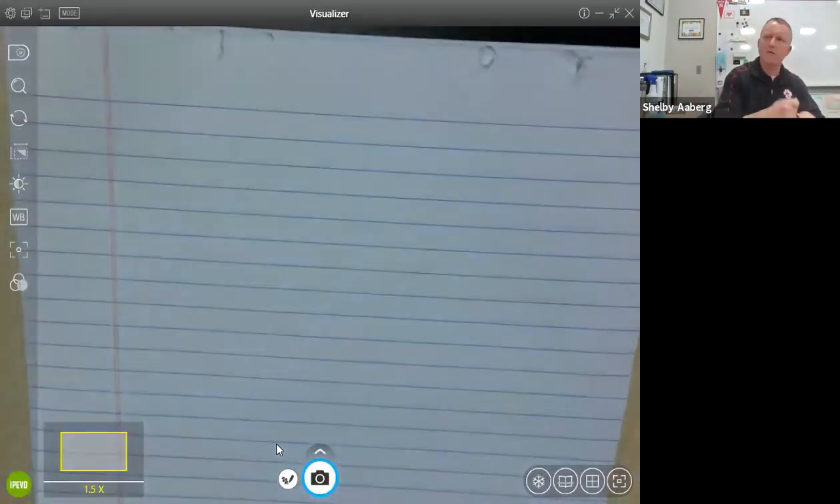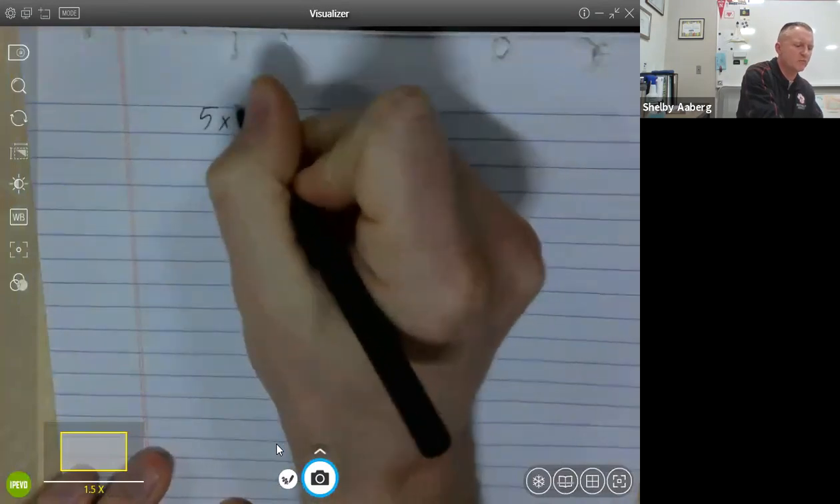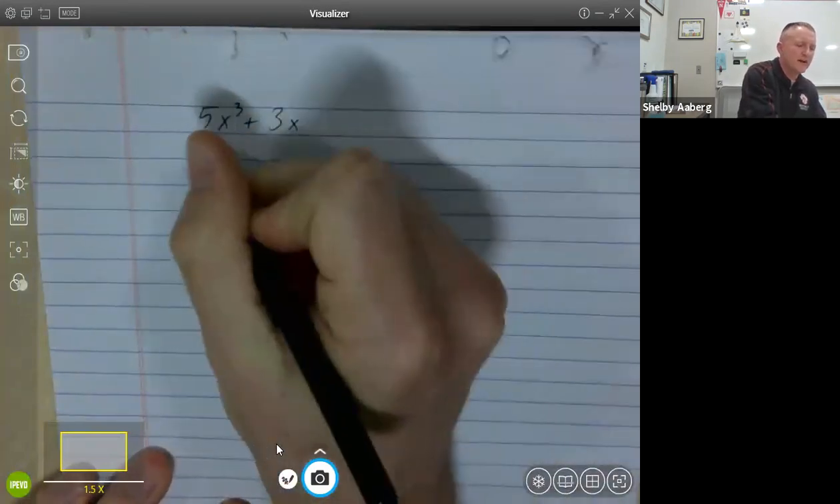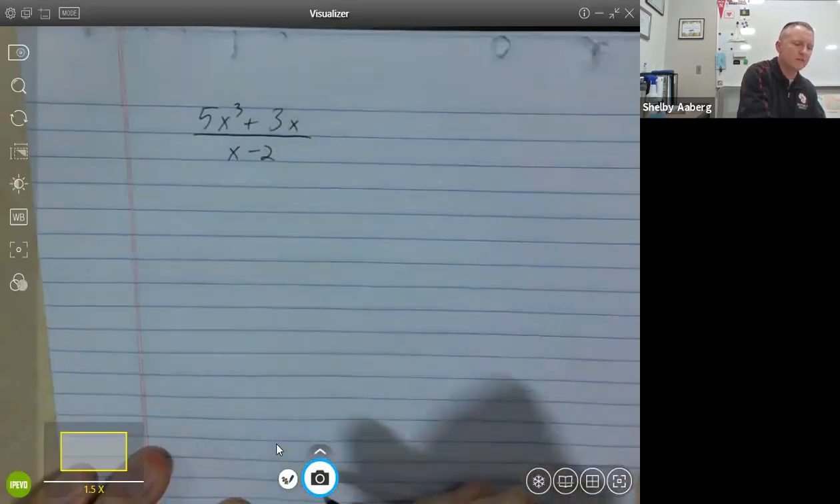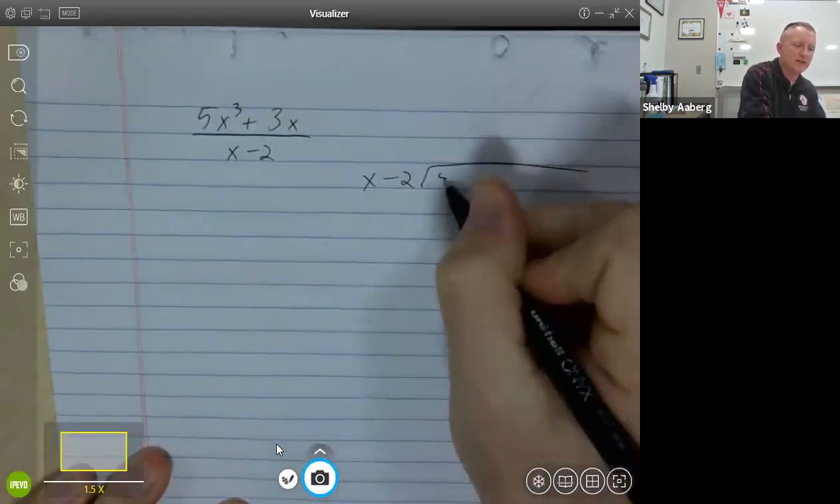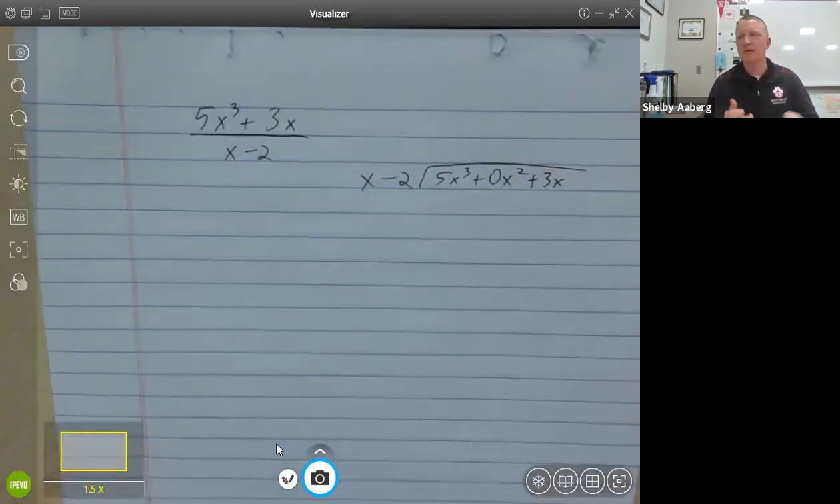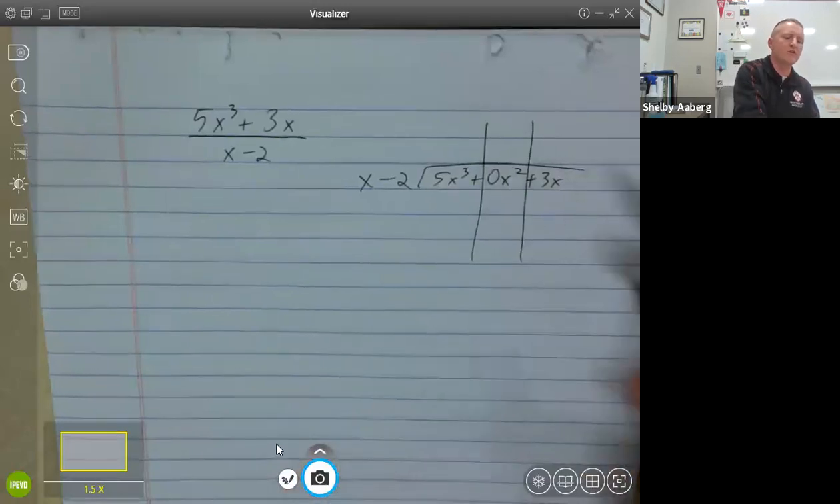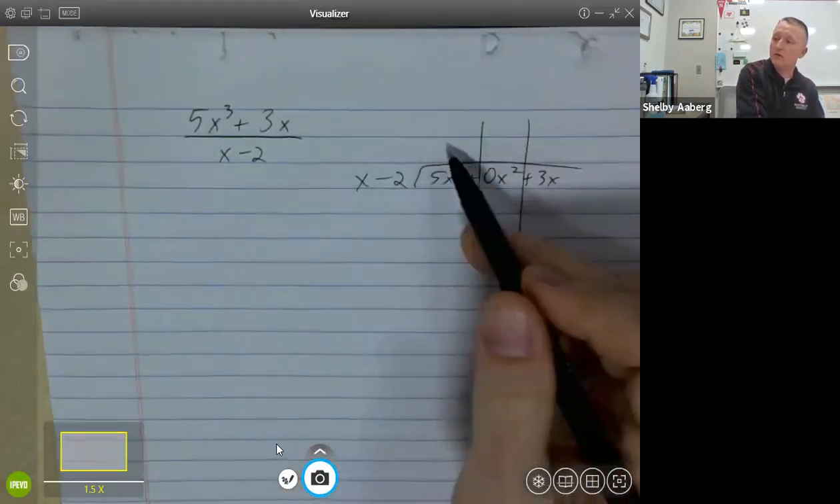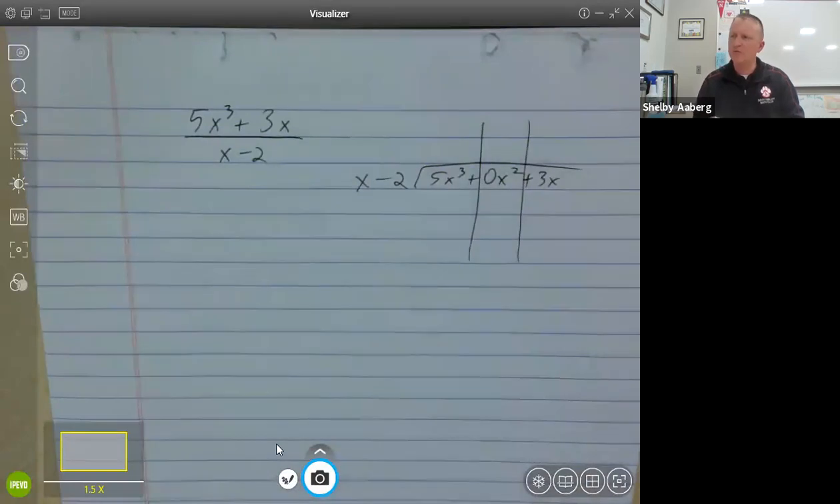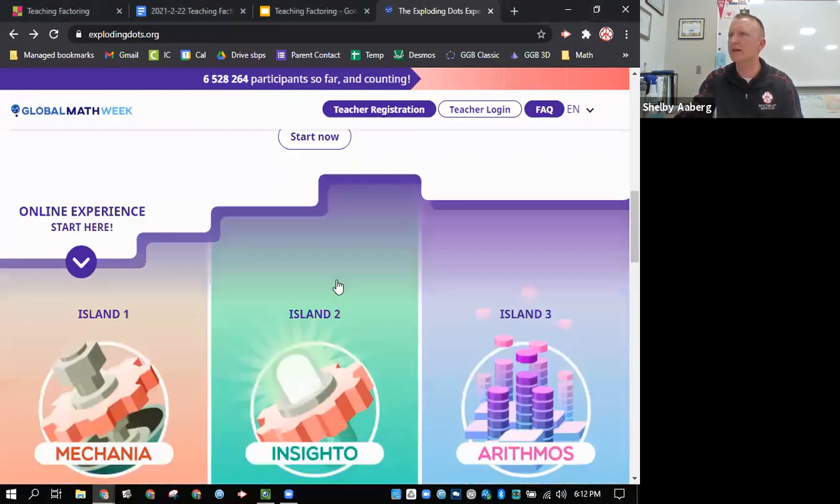Thinking about how do I know, if I want to take the rational expression 5x cubed plus 3x and divide that by x minus 2, how do I know there has to be a place value here for x squared? Exploding dots will do a great job of helping the kids understand: you explode, you have an overload, and then shifting explains a lot of your subtraction and addition regrouping issues in terms of place value and operation. So it's a wonderful interface kids can use trial and error to learn with. So I strongly encourage you to check that out, exploding dots.